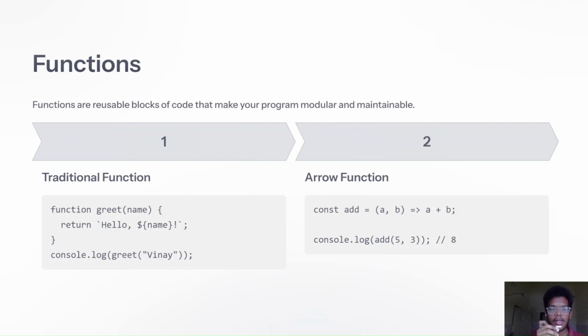It is a traditional function, and we have another function also, which is the arrow function. It can be utilized in this way because the function keyword is not needed, and we have implemented this through this arrow mark.